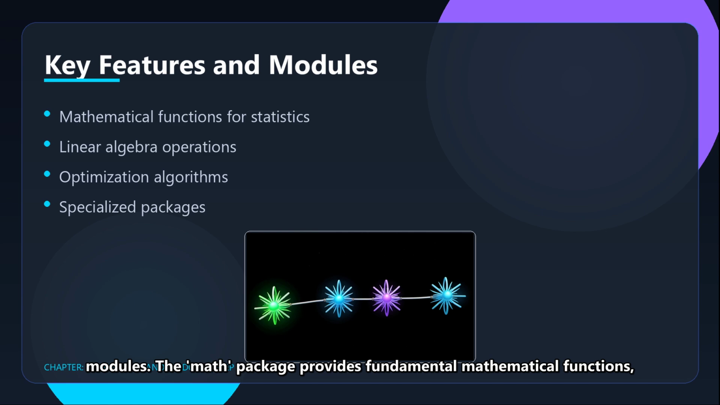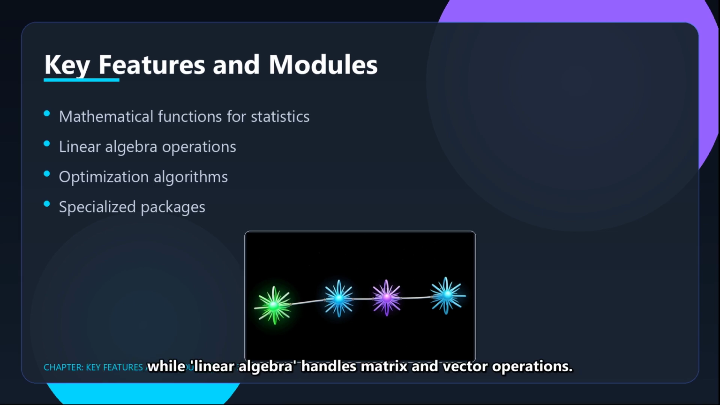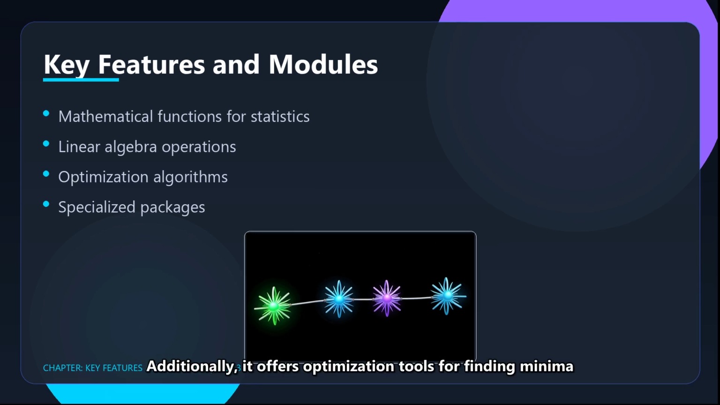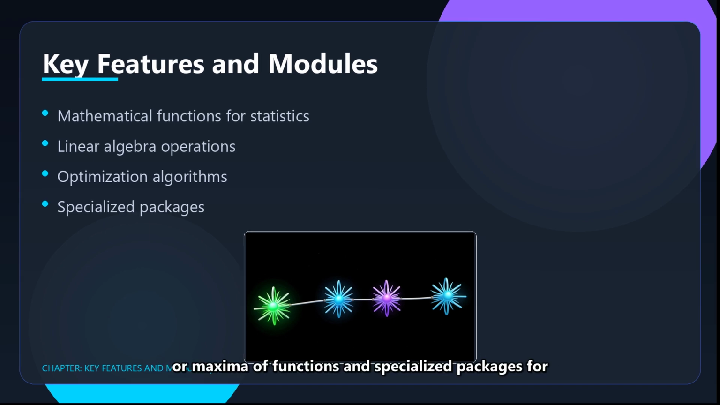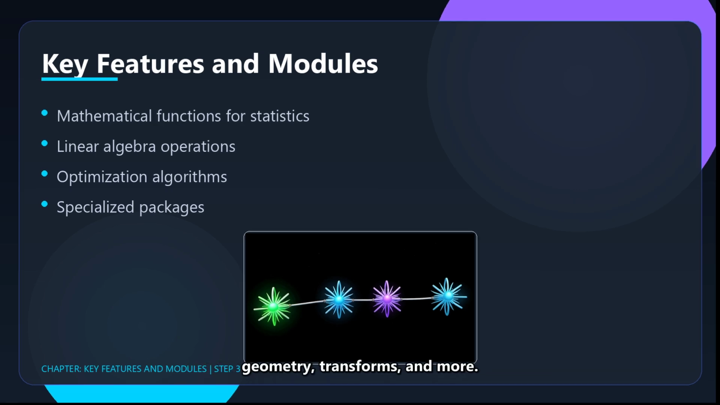Apache Commons Math is divided into several key modules. The Math package provides fundamental mathematical functions, while linear algebra handles matrix and vector operations. Additionally, it offers optimization tools for finding minima or maxima of functions and specialized packages for geometry, transforms, and more.